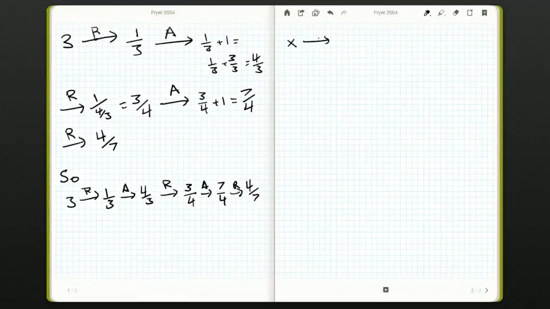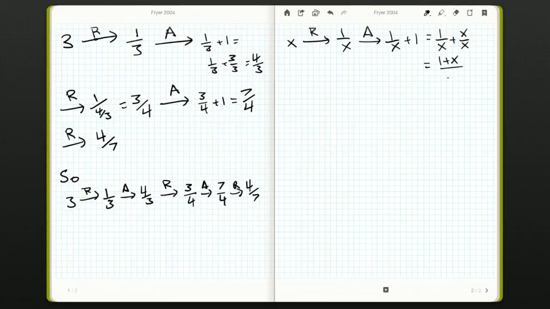So if we start with x and we take the reciprocal, we get 1 over x, plain and simple. So if we add 1, we get 1 over x plus x over x. That's 1 plus x over x. The reason we simplified that together is because I know the next step I'm going to have to take the reciprocal, so I want a single fraction so I can easily manipulate my reciprocals.